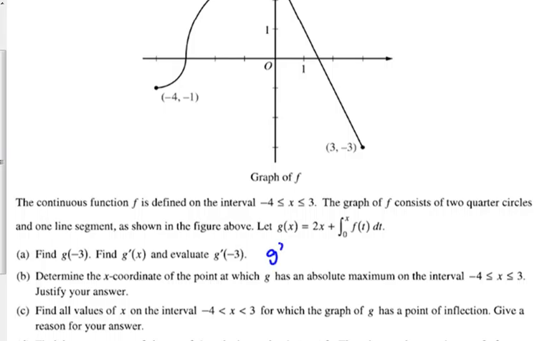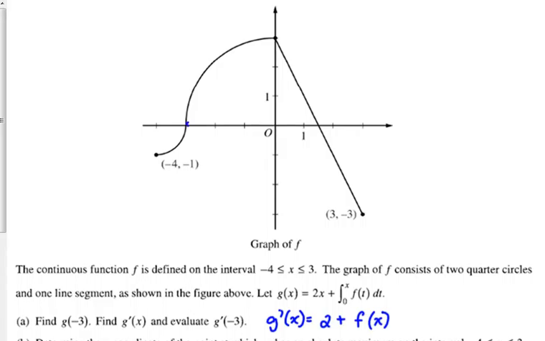G prime of x would be, what's the derivative of 2x? 2. Plus, what's the derivative of an integral? The function with the variable limit plugged in. That is it. So then with negative 3, you just plug negative 3 in for your x. And if you have f of negative 3, that's from the graph. On the graph, where's negative 3? What's its y value? 0.